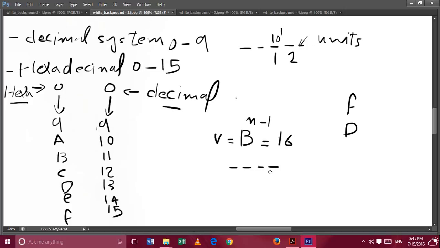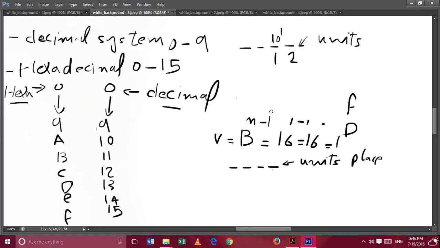N is the rank of this digit. So this first digit has a value of 16 raised to the power of 1, because first rank, minus 1, that would be 16 raised to 0. So it has a value or weight of 1. That's why we call this the units position or the units place.